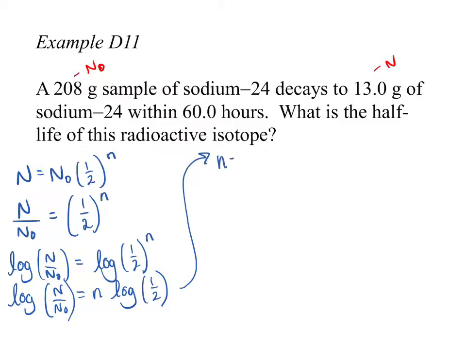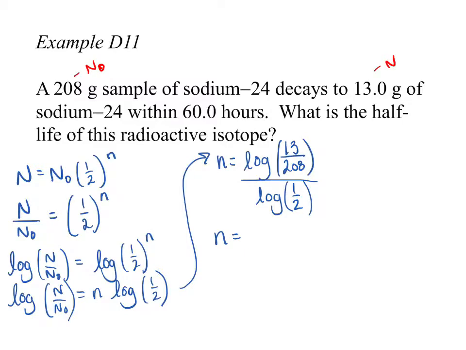We get n equaling the log of N over N naught, which if we put in the things here, N is 13 grams and N naught was 208. And then we're going to divide that by the log of 1/2. Okay. And if you calculate that, that gets you 4. So that means that 4 half-lives have happened.